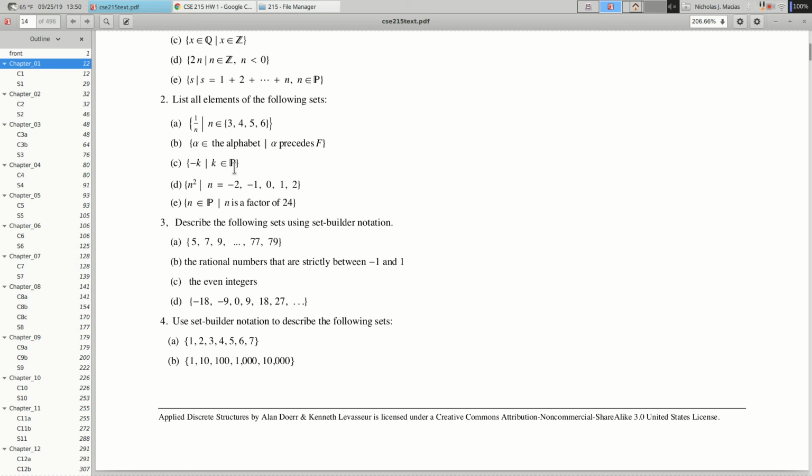So let k be some element of the positives. Your set contains negative k. So think about what the whole set of elements looks like. The set of n squared such that n is negative 2, negative 1, and so on. So let n take any of these values. N squared is an element of the set. So list the elements of the set. And then the set of n in the positives such that n is a factor of 24.